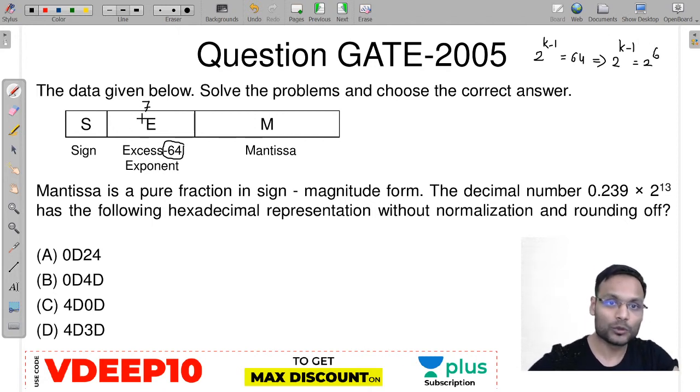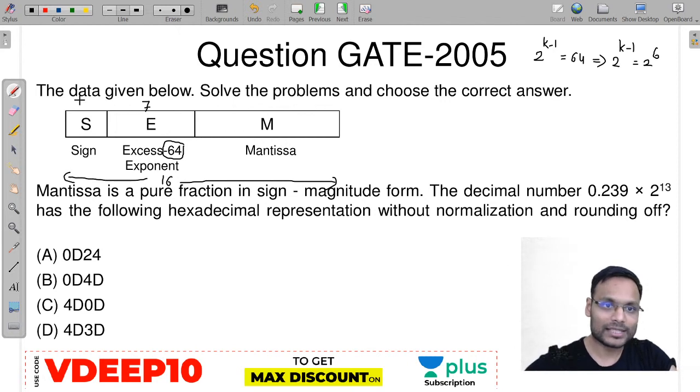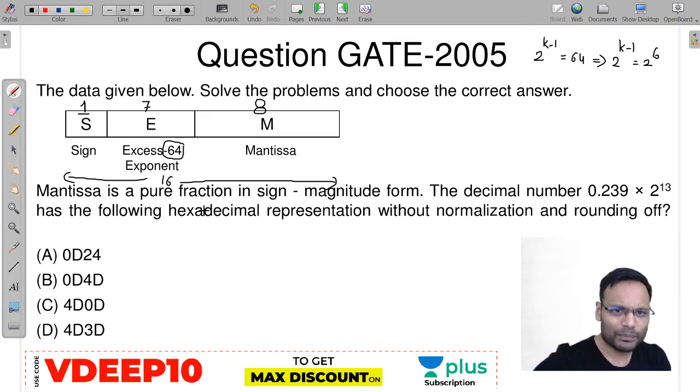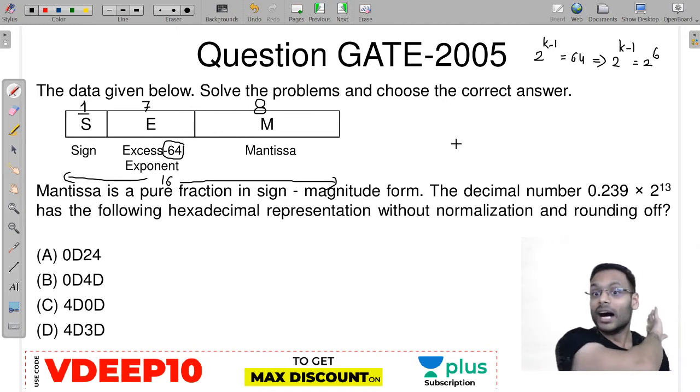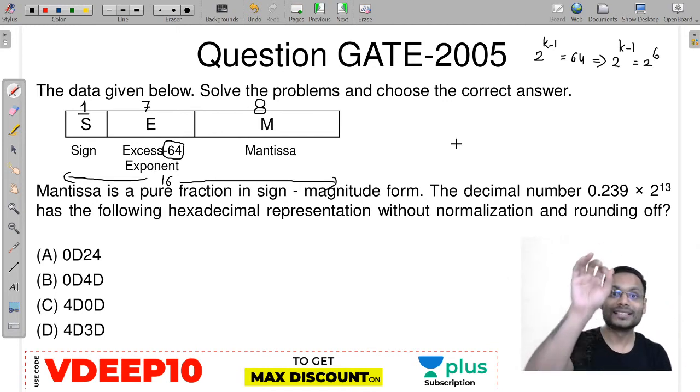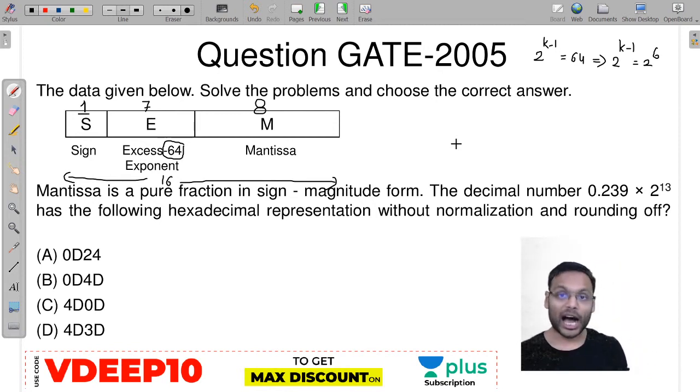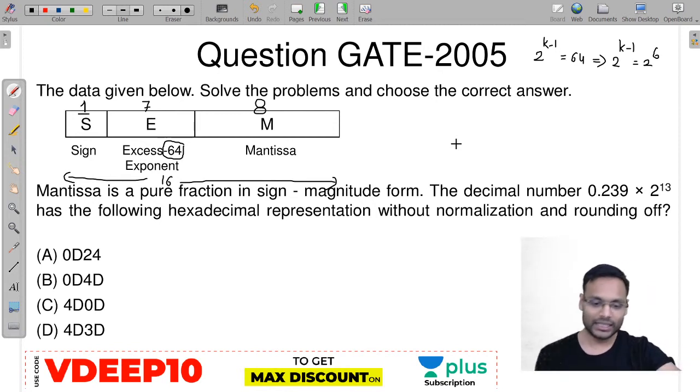So 7 bits are used for exponent, and in the question it's not given, but I should tell you that 16 bits are used totally here, from here to here. Sign bit 1, 7 bits are exponent. How many bits for Mantissa? 8. Mantissa is a pure fraction in sign magnitude. Pure fraction means you do not have to normalize, you do not have to normalize.